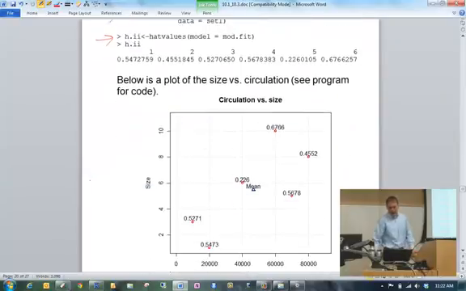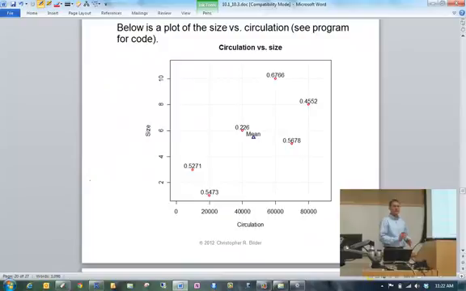Here's a plot of the data. On the x-axis, I have one of the predictor variables. On the y-axis, I have the other predictor variable. Notice I do not have the response variable at all. So it's just a scatter plot of x1 versus x2. I found the mean of all the circulations, right about here, and the mean of all the size values, right about here. If you join these up, you get the overall mean of the x's.